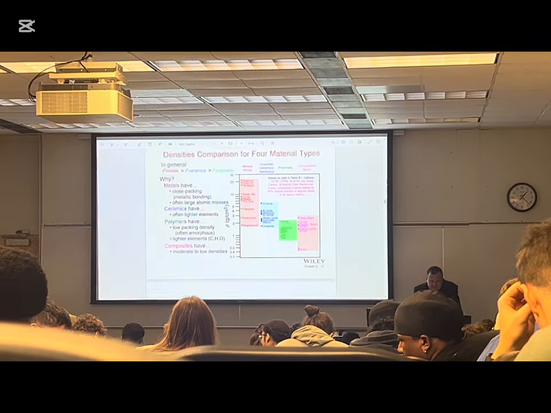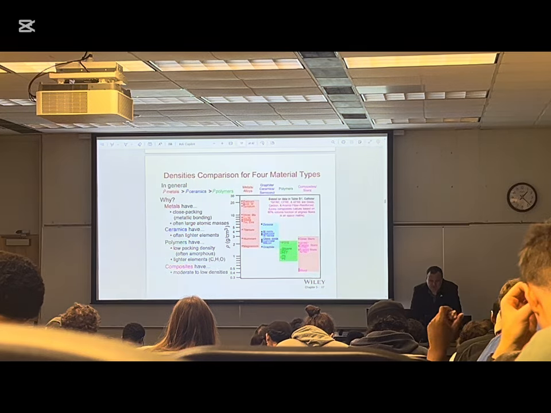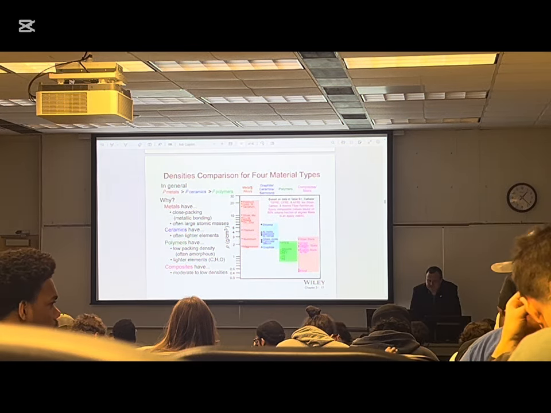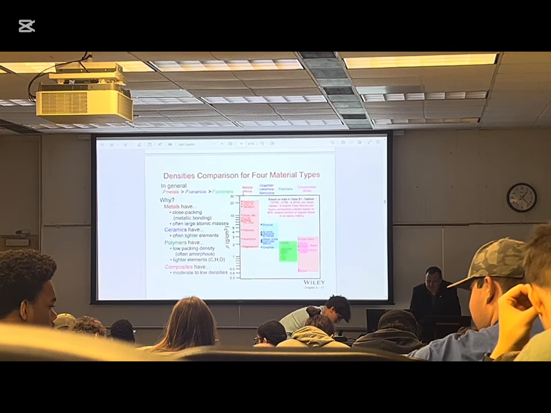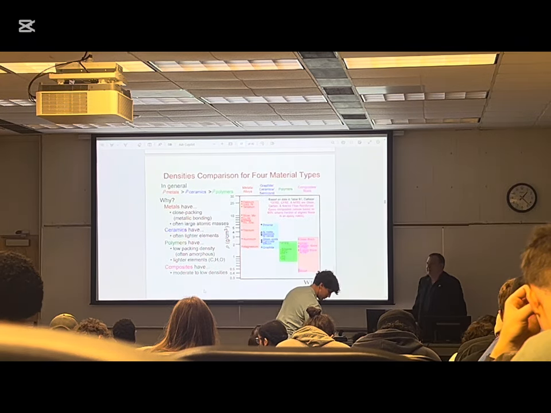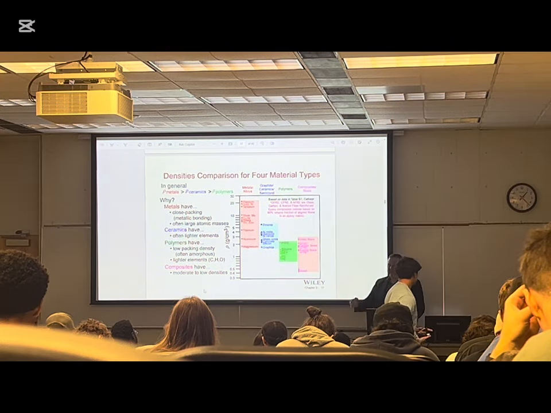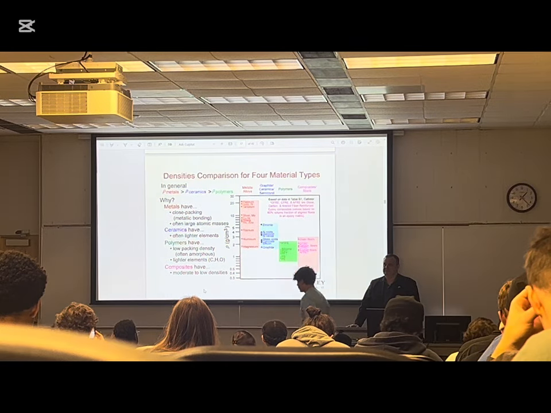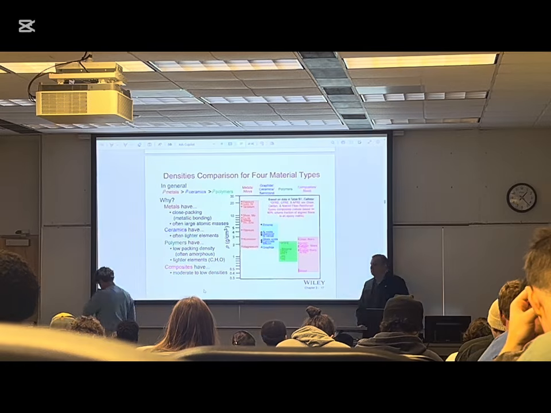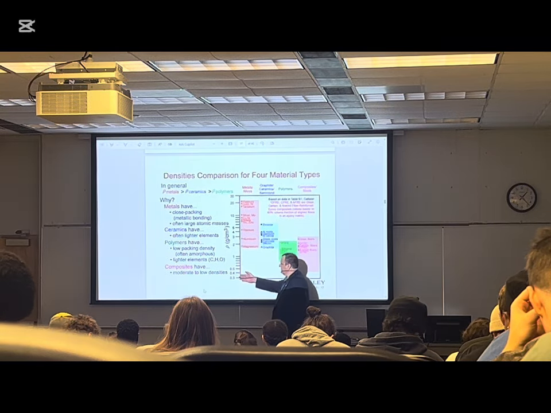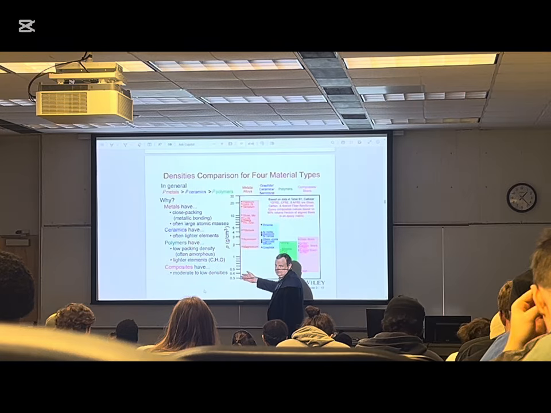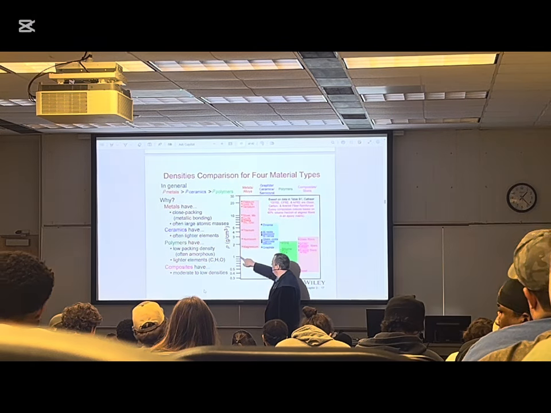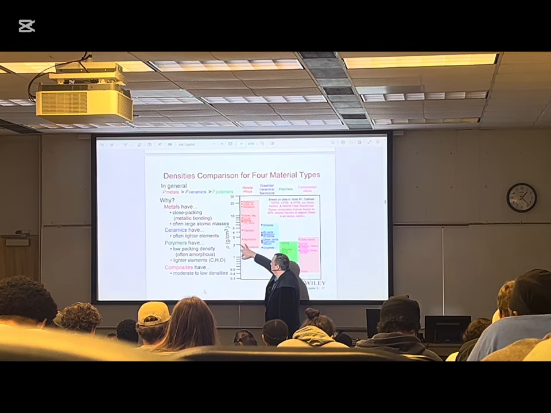All right. This is the chart that plots the density of metals, ceramics, polymers, and composites. And by the way, does everybody understand what a logarithmic scale is? This is a logarithmic scale. Okay? What's plotted here is the power of 10. And we go to 1. And we go to 2.